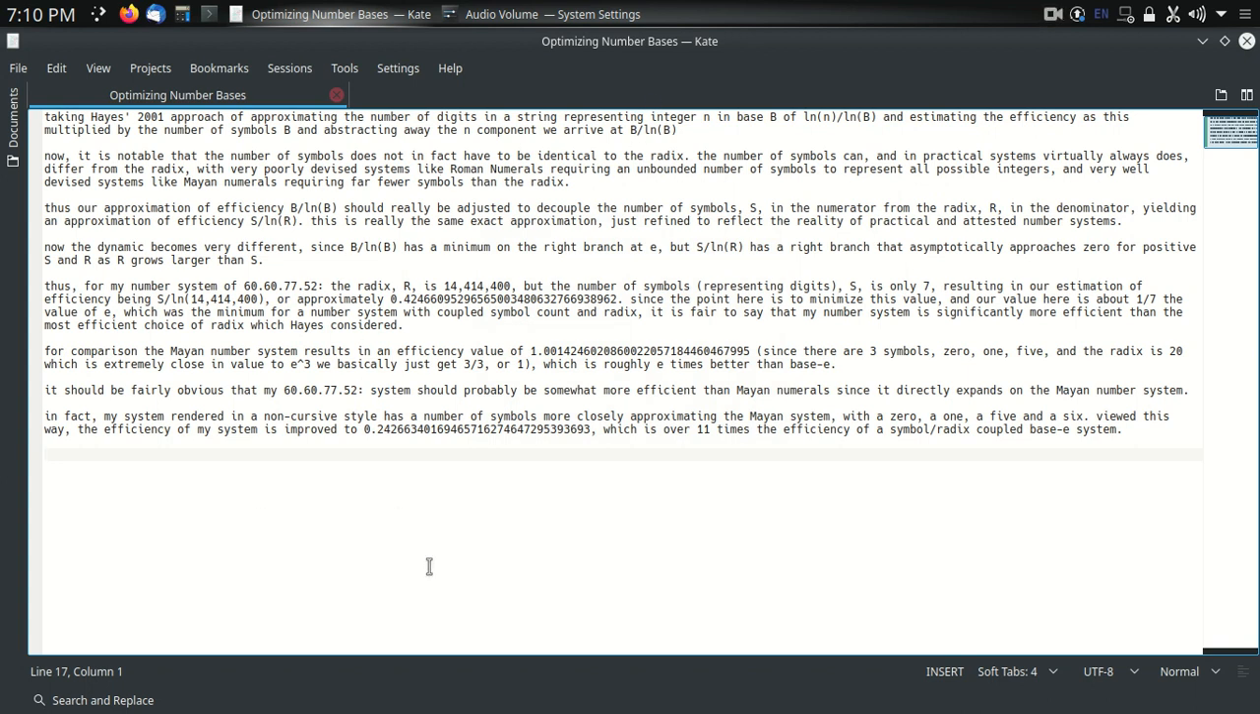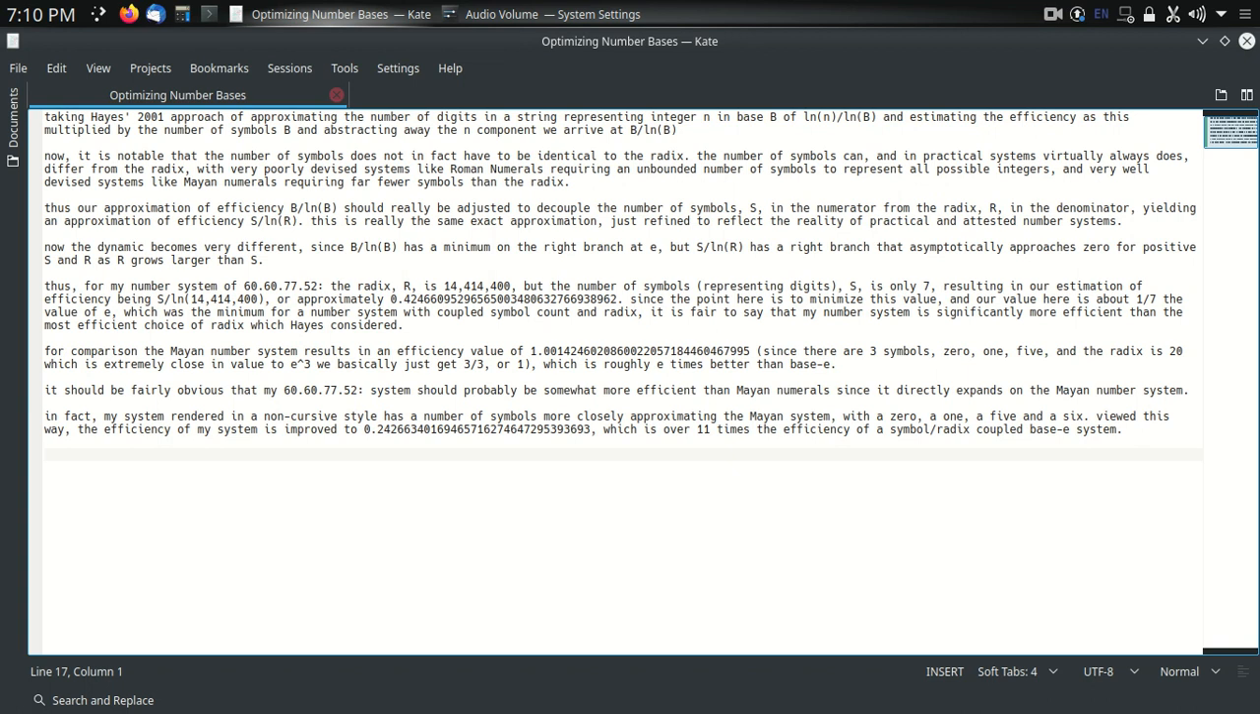Alright, so I was looking at sort of the Hayes 2001 logic of optimizing a number system, finding an optimum number base for a numeral system. And one of the assumptions that Hayes is making is that the number of symbols in your system is the same as your radix.